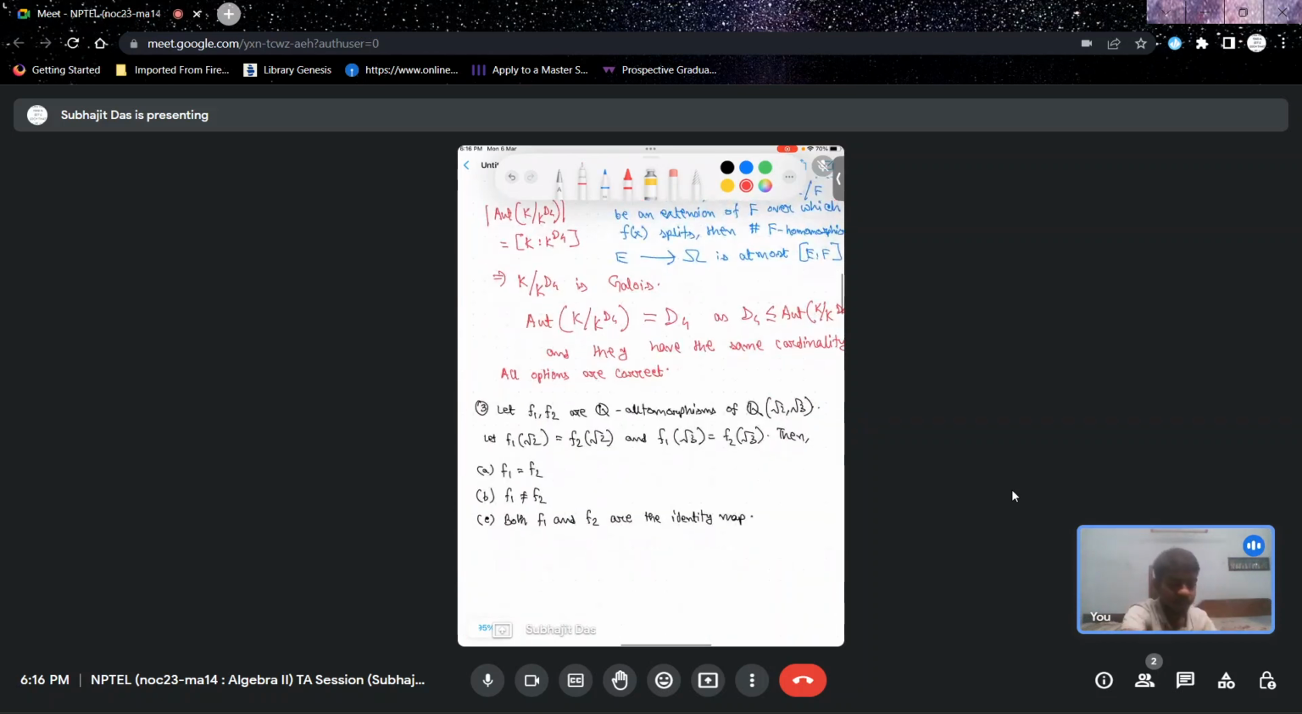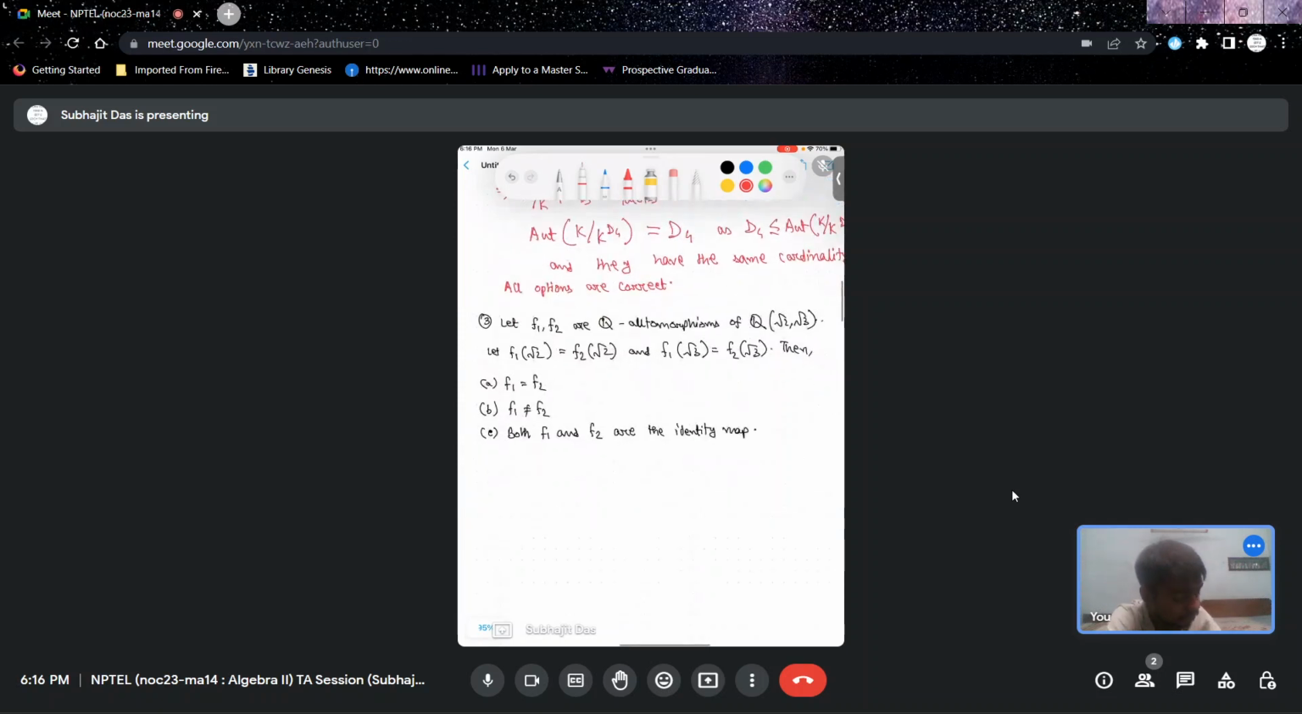Okay, let's move on to the next question. Let F1 and F2 be Q-automorphisms of Q(√2, √3), which means that F1 and F2 are elements of the Galois group of Q(√2, √3) over Q. It is said that F1 and F2 both map √2 onto the same element, and F1 and F2 again map √3 onto the same element of Q(√2, √3). That is, their images in Q(√2, √3) are the same under both these maps.